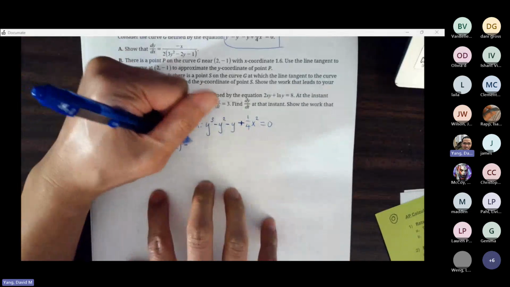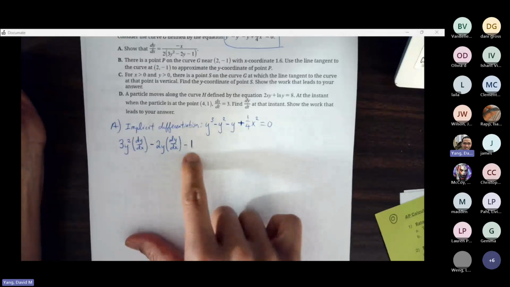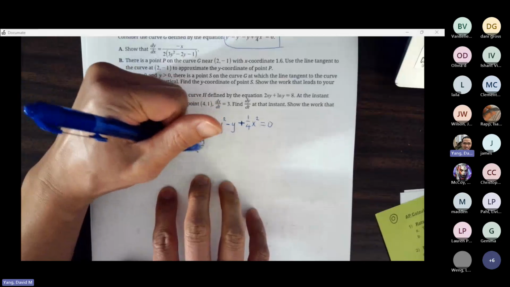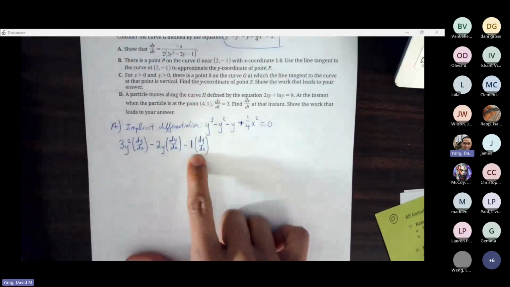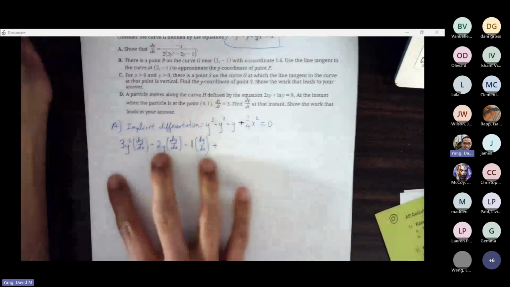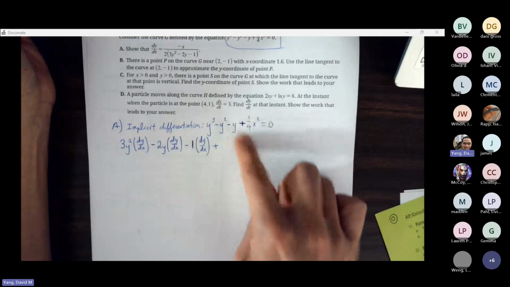I like to put a 1 here because eventually when I factor the dy dx out, I don't want to lose the fact that there's a placeholder. So anytime a y is by itself implicit, I like to put a 1 dy dx so I don't lose track of that value. Okay, we're done with the y's. Our 3 dy dx's have shown up. We still have to do power rule for 1/4 x squared.